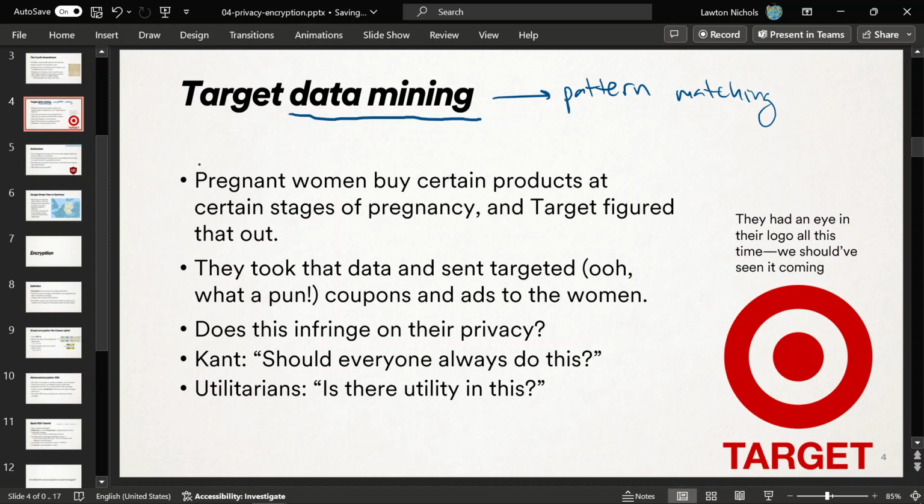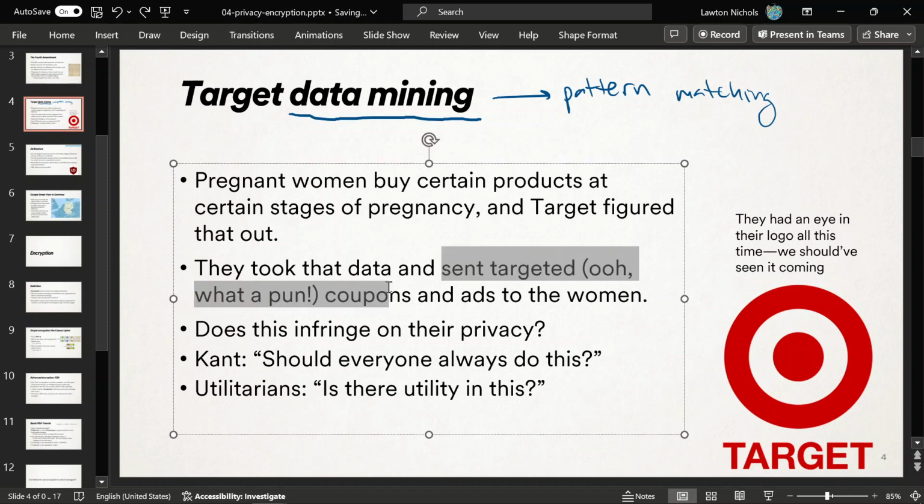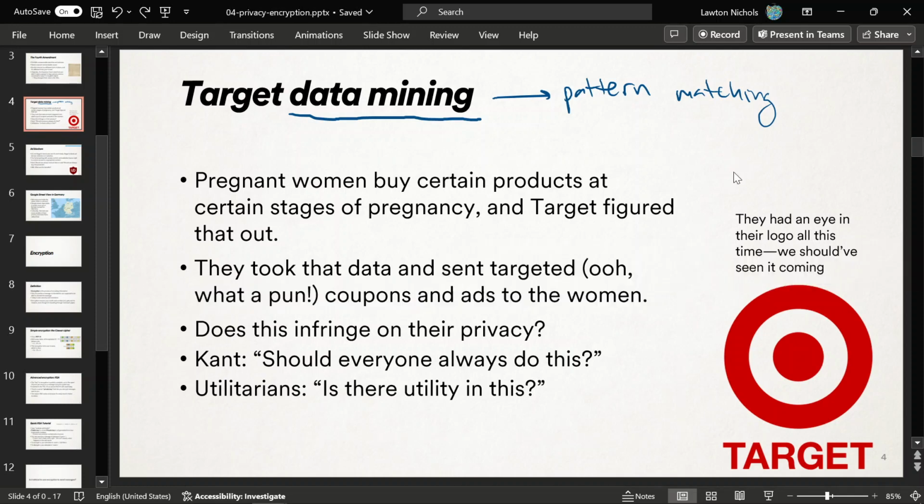So Target noticed that pregnant women would buy certain products at certain stages of their pregnancy, right? Because you need different things at different times. And Target discovered that through their data mining. And they took that information and they started sending targeted coupons and ads to the women. And I love that word exists. It's a great pun right there. So that's crazy, right? They took all this data and they used it to try to make money.